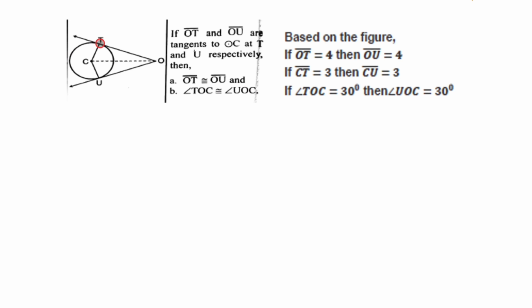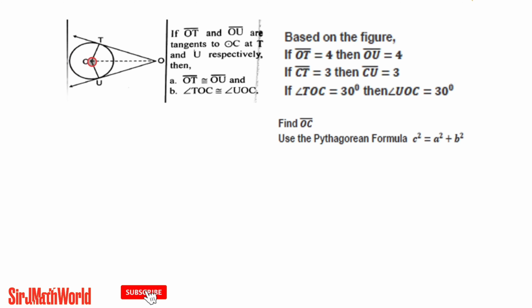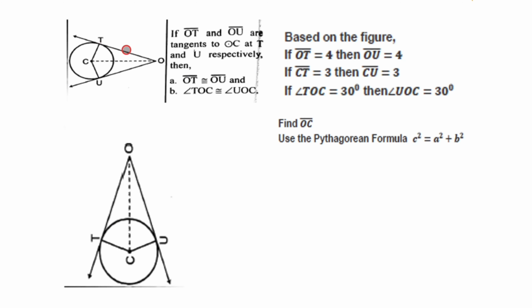Then TOC is 30 degrees. Then ang UOC is also 30 degrees. So we have here the problem: find OC or segment OC. Ito yung nasa gitna. Kukunin natin yung nasa gitna. So use the Pythagorean formula, C squared is equal to A squared plus B squared. So balik rin lang natin para makita natin na mas maayos. So ito rin yan, pinalaki lang.